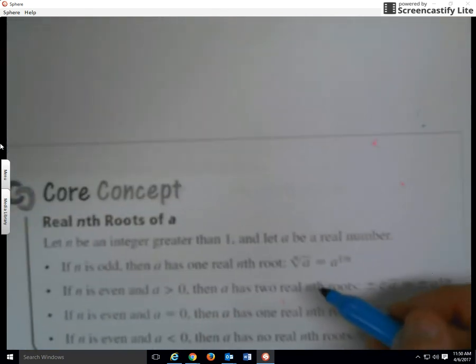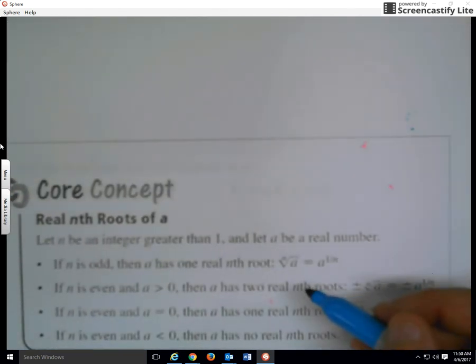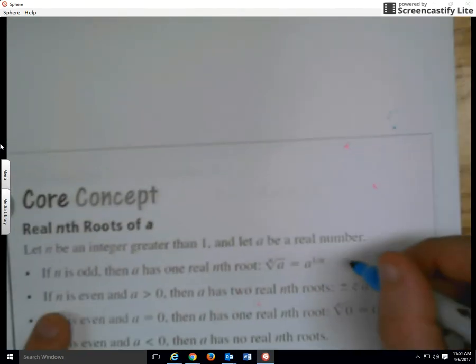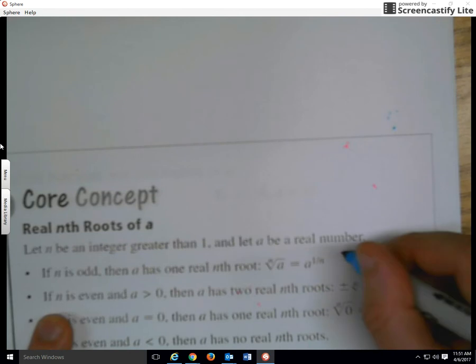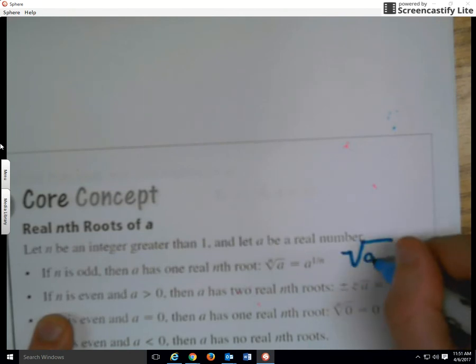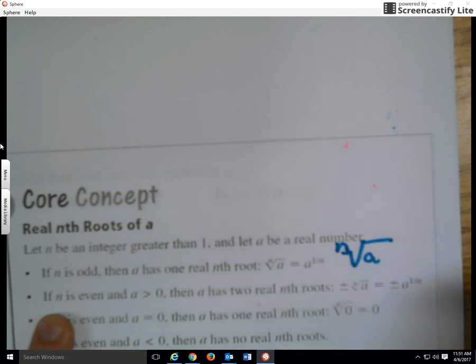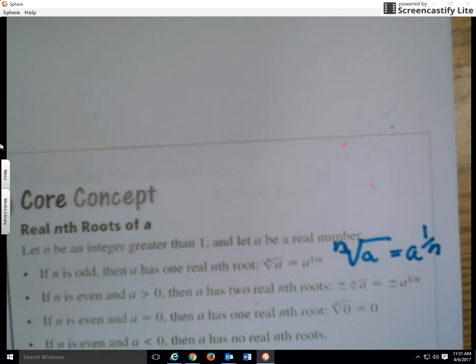Let me see if I can get a little closer on that. A little bit closer. It's a little blurry, isn't it? Maybe I could write it out. A, and then an n on the outside. The n and the a. Okay, so it's telling you right now that this equals the same thing as a to 1 over that number. Okay, and let me give an example.